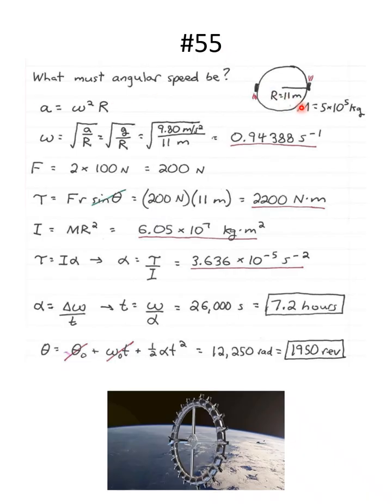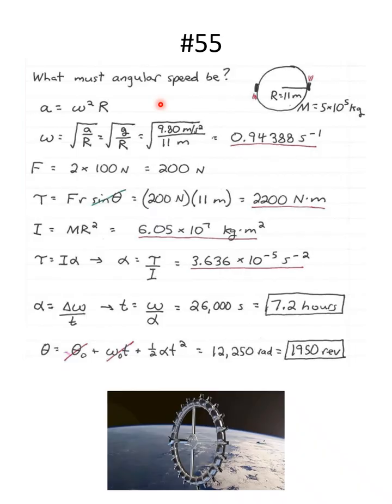We have a radius of 11 meters, and there's my little rockets firing. This one fires that way, that one fires that way tangentially. And it says there are 2 rockets with a force of 100 newtons each. So I'm just going to say they're working together, so you have 200 newtons of force total.